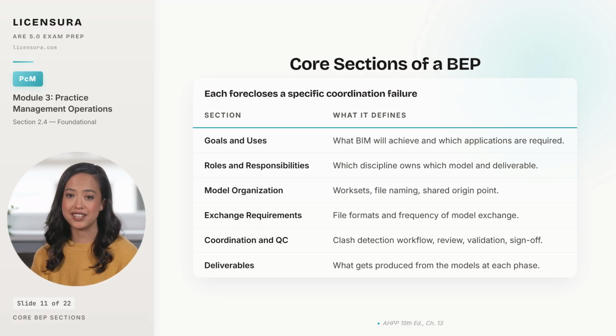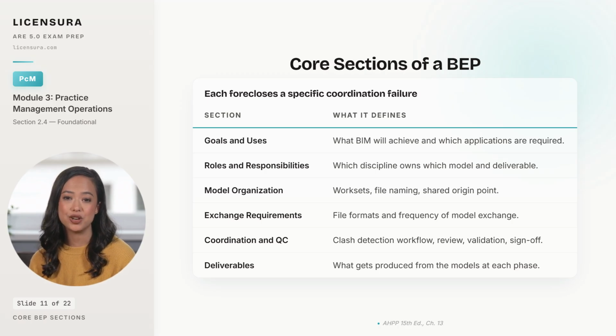Roles and responsibilities ends the argument over who owns which model and which deliverable. Model organization defines work sets, file naming conventions, and the shared origin point. Without a shared origin, the federated model literally won't align. Exchange requirements sets file formats and the cadence at which models change hands between firms.